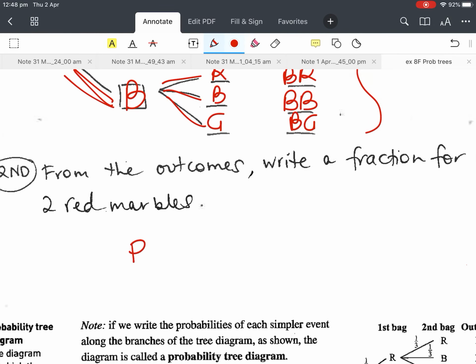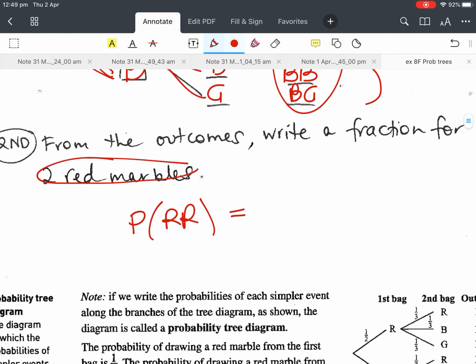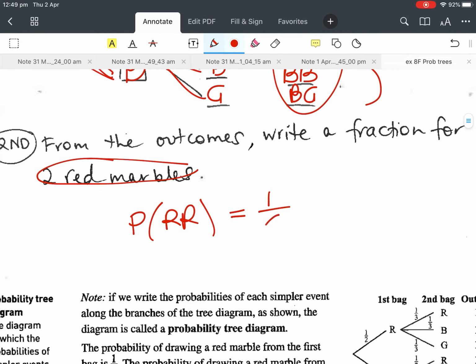In probability, we normally write our answers like this. P stands for probability. Bracket stands for the event that we're looking for. Now here we're looking for two red marbles. So either you can put 2R, because mathematicians don't like to write much, or you can just write RR. That stands for what we've got up here in our outcomes. So here I can see I have 6 outcomes altogether, 6 different answers. How many times does RR come up? It only comes up once. So my answer is going to be a fraction, 1 out of 6.